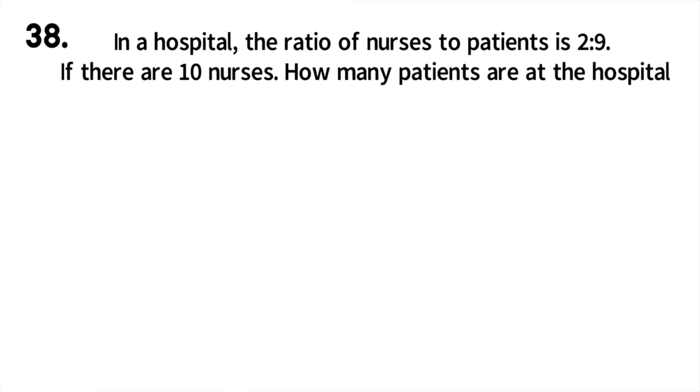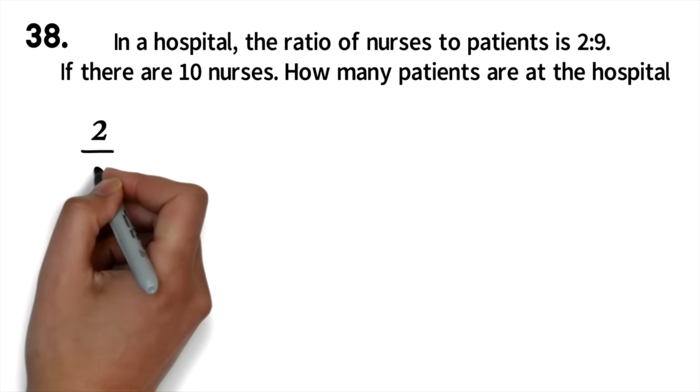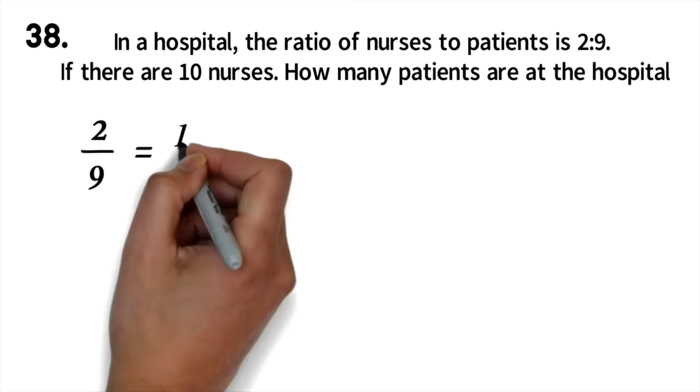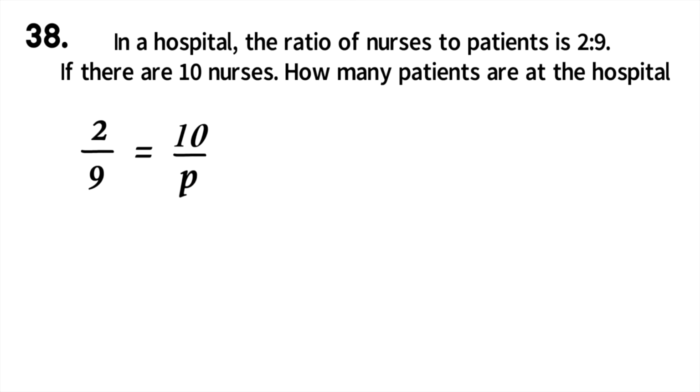In a hospital, the ratio of nurses to patients is 2 to 9. If there are 10 nurses, how many patients are at the hospital? You can write the ratio 2 to 9 as 2 over 9. We will equate this to 10 over P, where P represents patients.